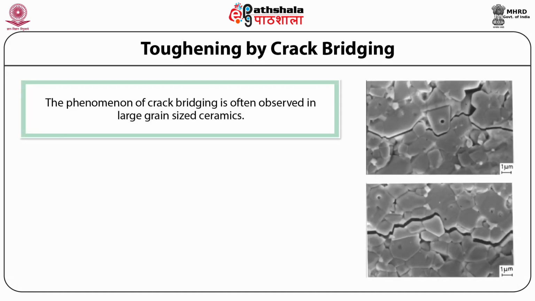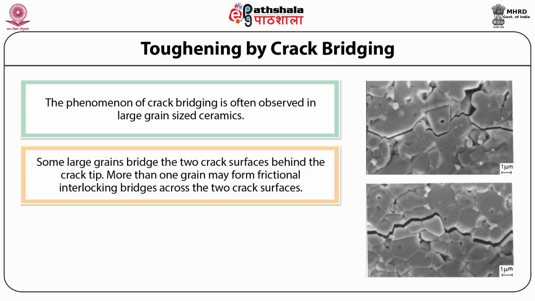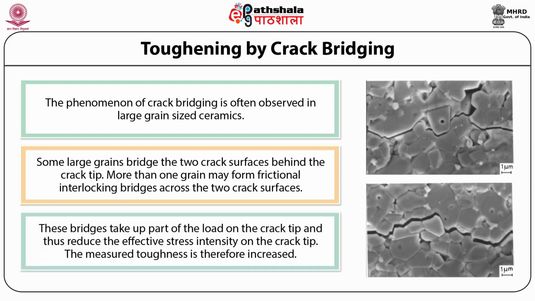Toughening by crack bridging. The phenomenon of crack bridging is often observed in large grain-sized ceramics. Some large grains bridge the two crack surfaces behind the crack tip. More than one grain may form frictional interlocking bridges across the two crack surfaces. So these bridges take up part of the load on the crack tip and thus reduce the effective stress intensity on the crack tip. The measured toughness is therefore increased. This shows an example of crack bridging.